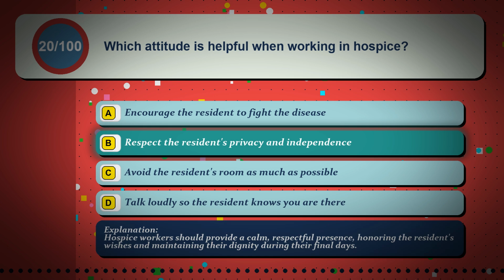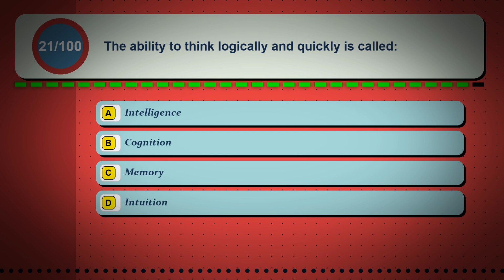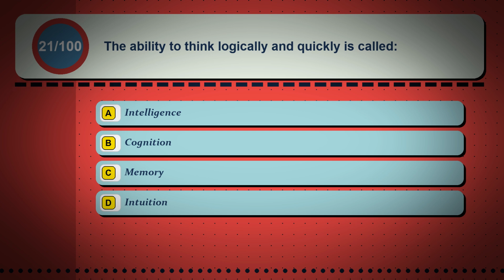Hospice workers should provide a calm, respectful presence, honoring the residents' wishes and maintaining their dignity during their final days. Question 21. The ability to think logically and quickly is called option A, intelligence. Option B, cognition. Option C, memory. Option D, intuition.